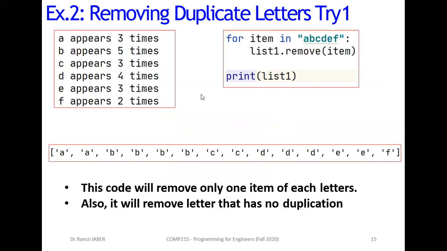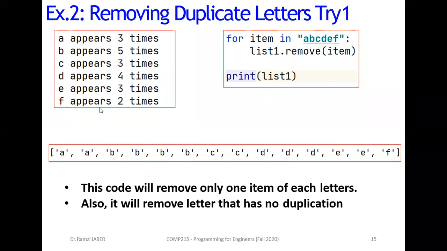Go. So now we want to remove the duplication. This is try number 1. If we use this kind of code, it will give us an inaccurate solution. It's not the correct solution, but we will do it. So we have this. This is the output. We have 3 A's, 5 B's, 3 C's, 4 D's, and so on.